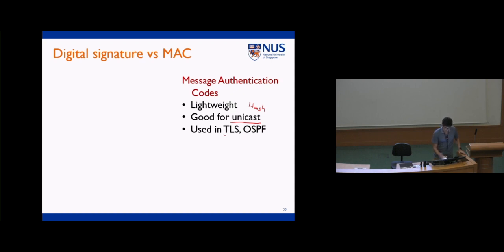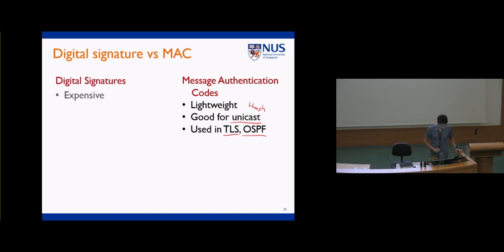But we use this in transport layer security, TLS. So it is very widely used in the web. And we also use it for some kind of link state routing protocol. So these routers, it's open shortest path first protocol. So these routers share their routing updates with each other using message authentication codes.